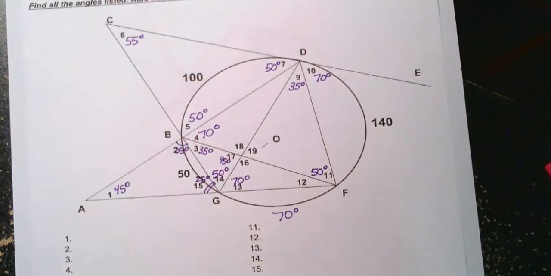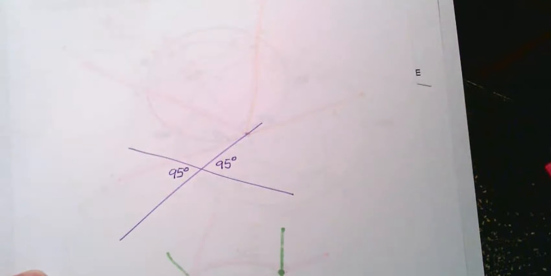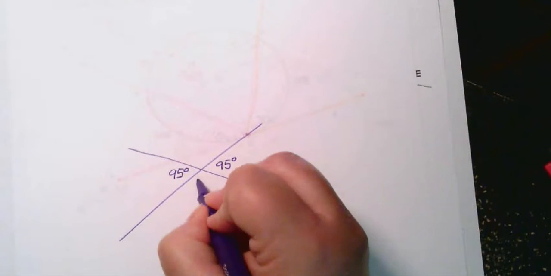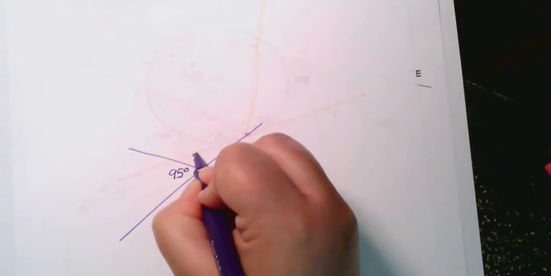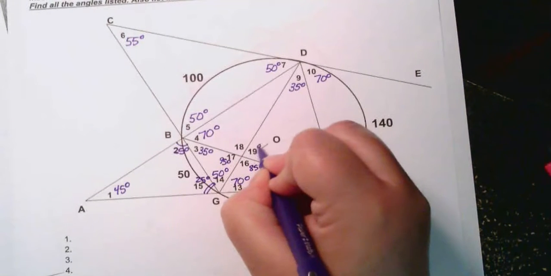Okay, so 16, 17, 18, 19, we found that 17 was 95 degrees. If this is 95 degrees, then this also has to be 95 degrees by vertical angles. And these two have to add up to 180, or these two have to add up to 180, or whatever. So the only other possibility is going to be 180 minus 95, which gives me 85. So both of these are 85. So that helps me find 16, 17, 18, and 19.